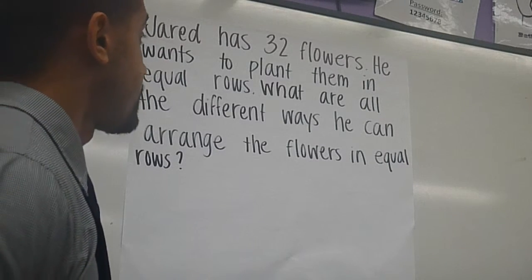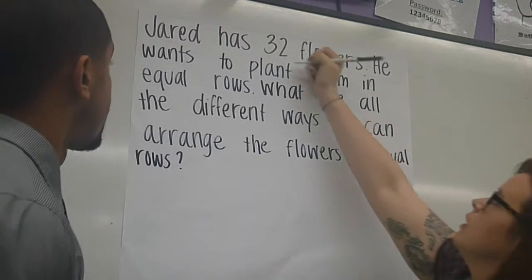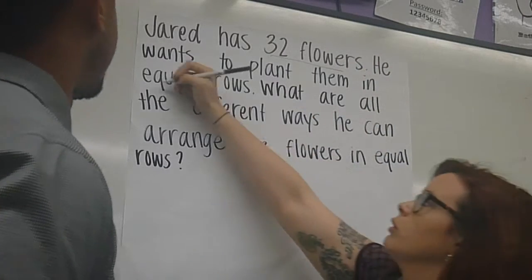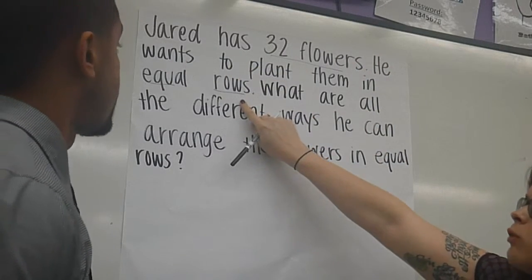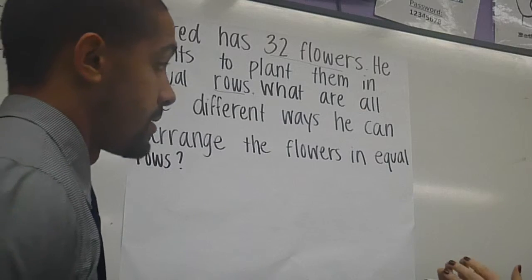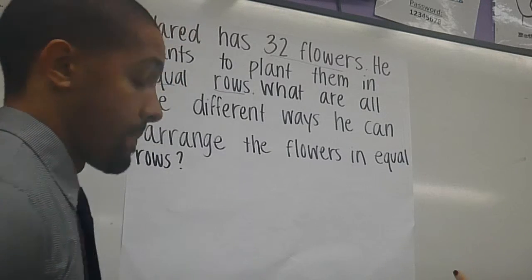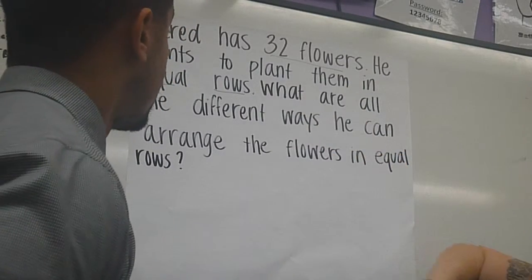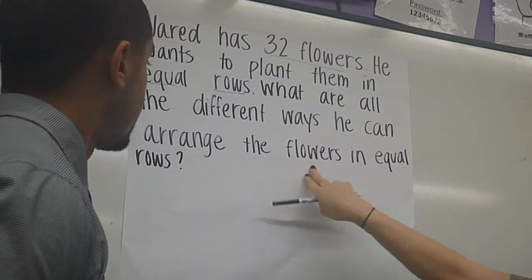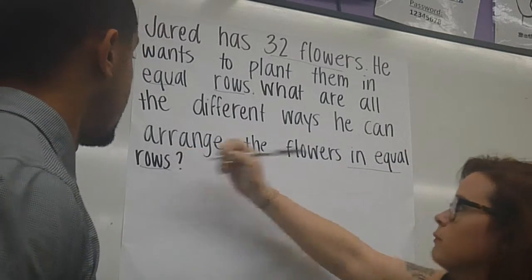All right, so Jared has 32 flowers. He wants to plant them in equal rows. Aha. As soon as I see equal rows, I'm already thinking of multiplication because I'm thinking about groups and an equal amount in each group. So I know I'm looking for factors of 32. What are all the different ways you can arrange the flowers? Again, in equal rows. Great.